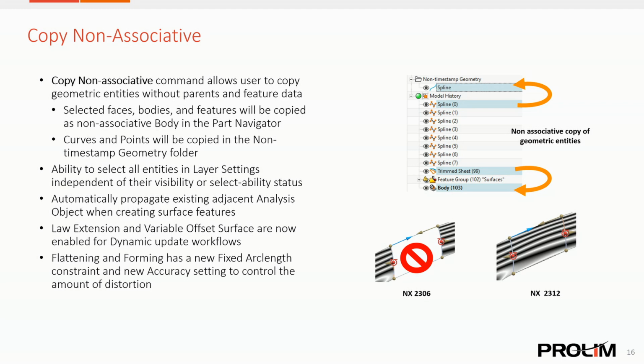And then finally, the flattening and forming command now has a fixed arc length constraint and some new accuracy settings to give you a bit more control.